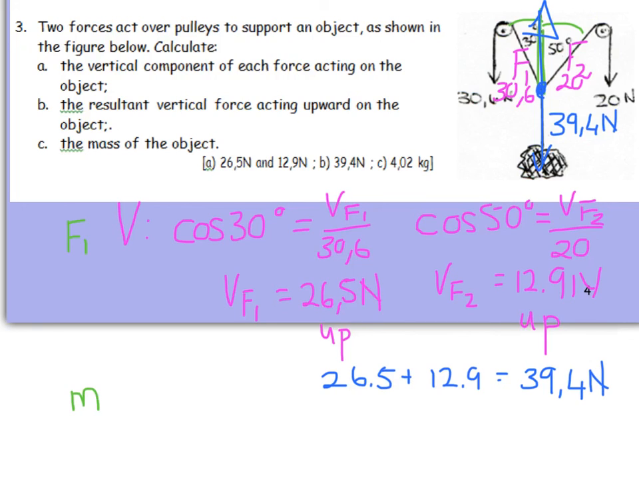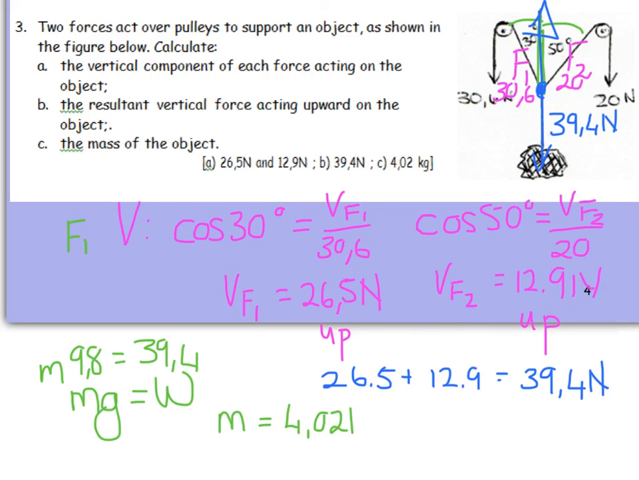So what I do is I say, if I'm looking for the mass of the object, I know that mass times gravitational acceleration is equal to weight. I've got the weight, it's 39,4. I've got gravitational acceleration, it's 9,8. So I can work out the mass. And the mass turns out to be equal to 4,02 kilograms.